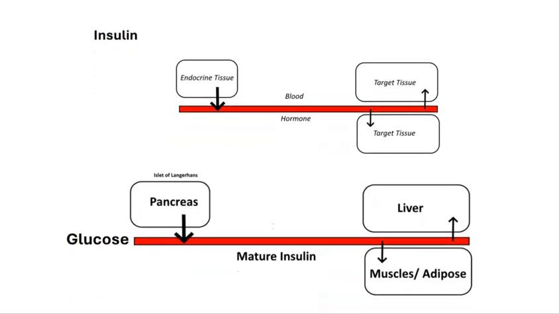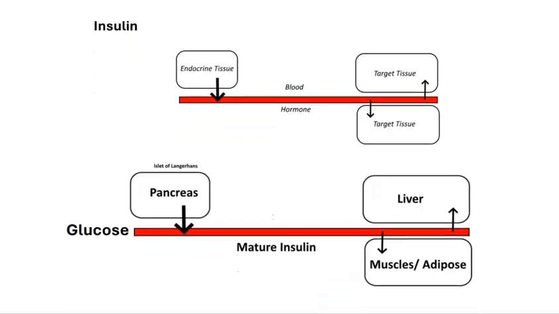So let's take a look at the action of the ligand insulin in signal transduction. Of course, as a hormone, insulin is produced in the endocrine tissue, and that particular endocrine tissue is the organ known as the pancreas. Even within the pancreas, there are specialized groups of cells called the islets of Langerhans. And these produce insulin and release this into the blood in response to high levels of glucose in our bloodstream.